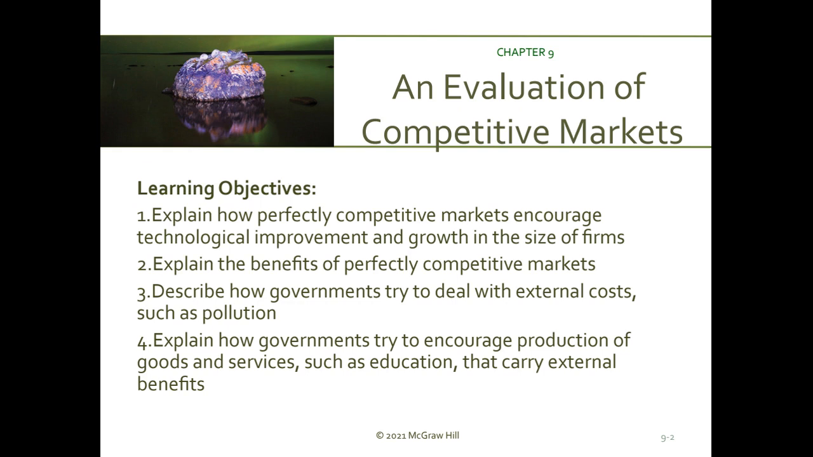So these are the learning objectives. Explain how perfectly competitive markets encourage technological improvement and growth in the size of firms. Explain the benefits of perfectly competitive markets. Describe how government try to deal with external costs such as pollution. Explain how governments try to encourage production of goods and services such as education that carry external benefits. So we'll discuss how to internalize external cost and external benefits.